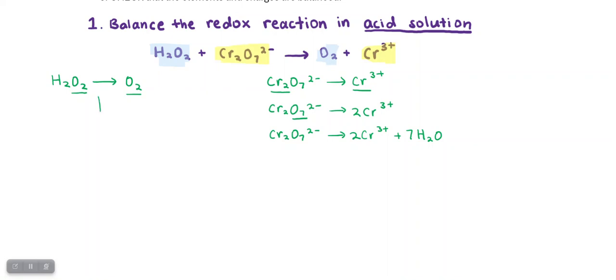Now on the left side, we have 2 hydrogen atoms here and none on the right side. So what I'm going to do is add 2 H+ ions. Just like that. So we have the hydrogens balanced, and we're going to do the same on the right side. So here I have 14 hydrogen atoms. It's very important not to forget about this coefficient here. That's a common mistake that people make. So I actually have to add 14 hydrogen ions.